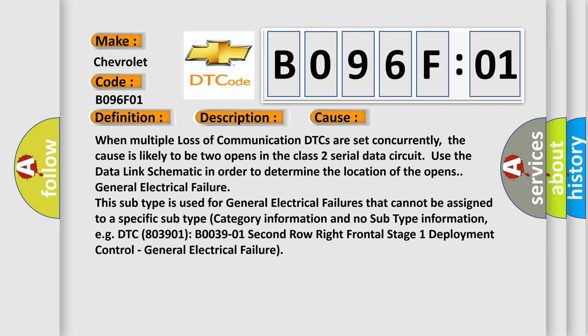General electrical failure. This subtype is used for general electrical failures that cannot be assigned to a specific subtype category and no subtype information, e.g. DTC 803901B003901. Second row right frontal stage 1 deployment control, general electrical failure.